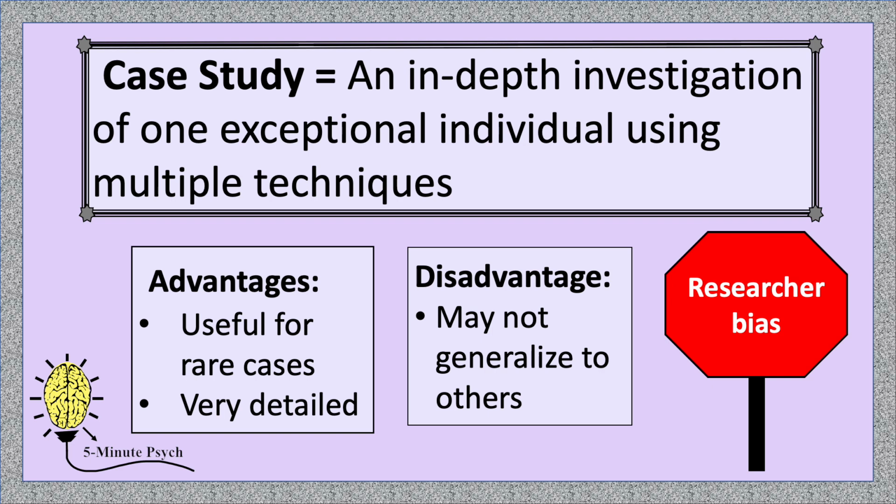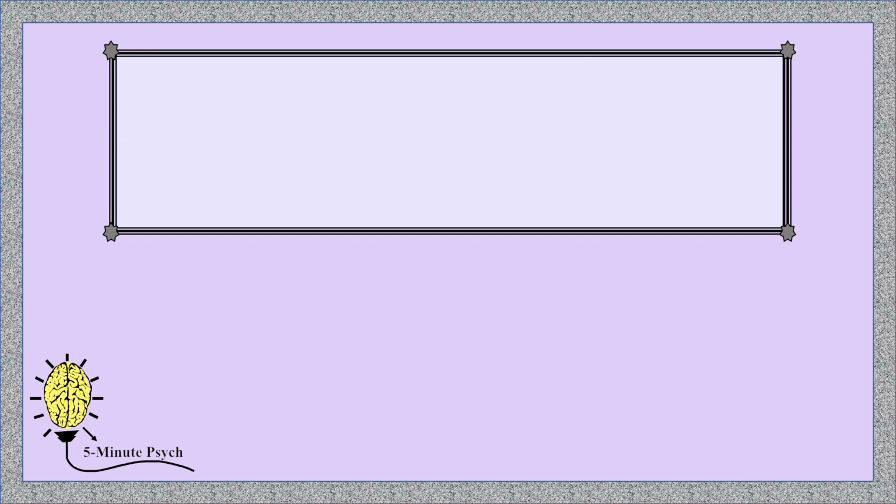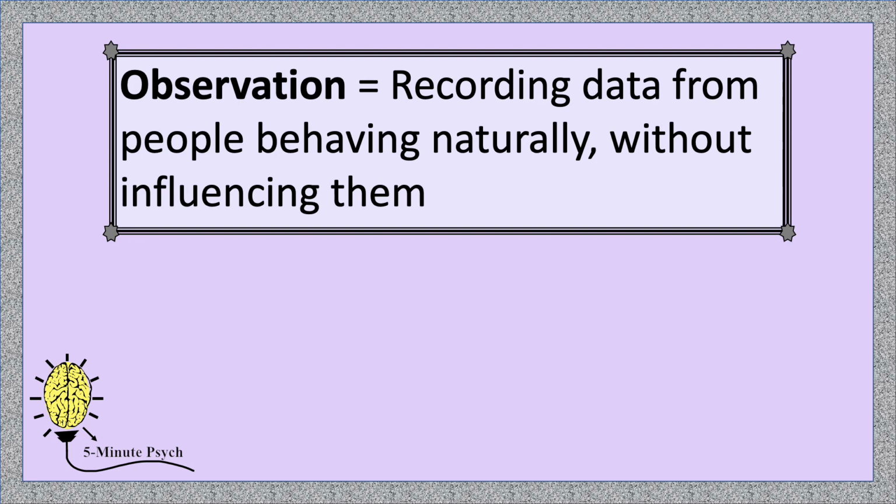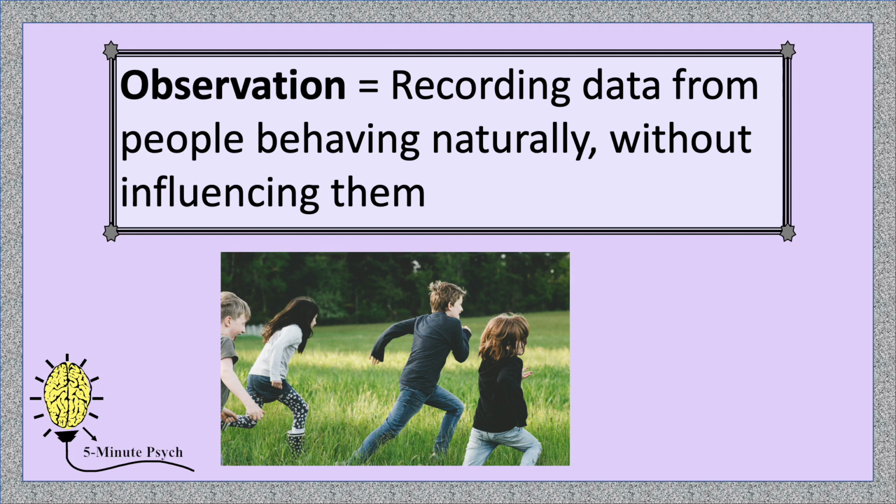With observation, you are collecting and recording data from people behaving naturally without influencing their behavior. So suppose you're studying play behavior in children, and to do so, you would observe children playing in a playground and record the types of games they play.